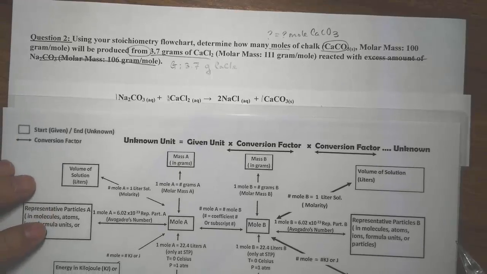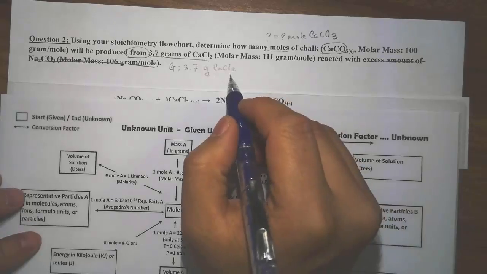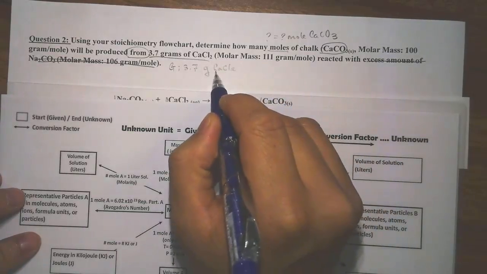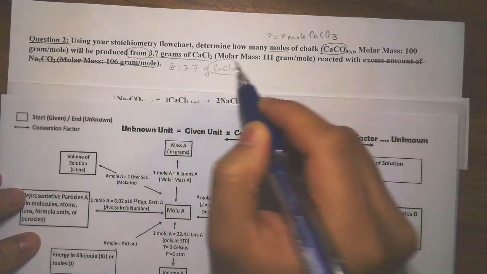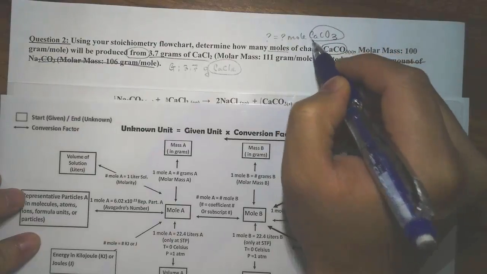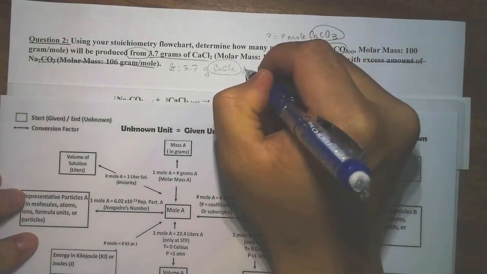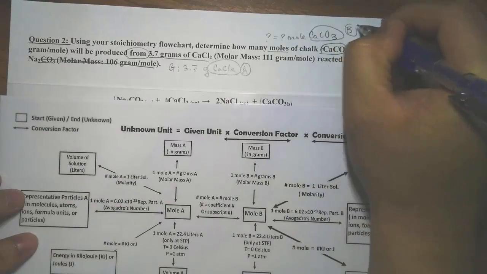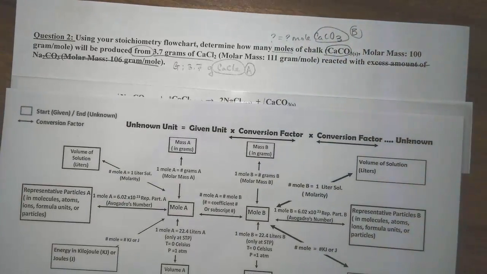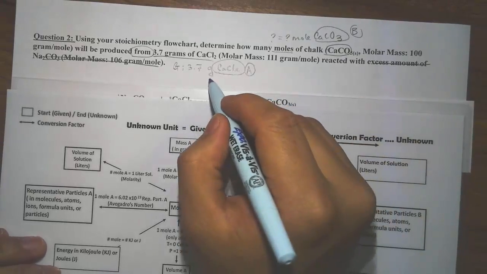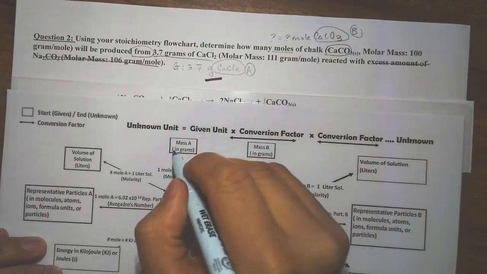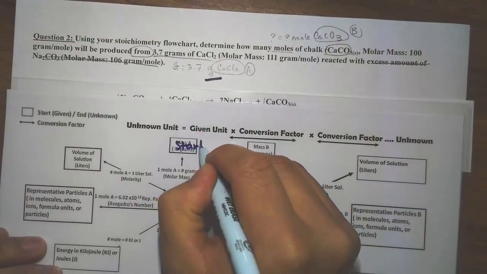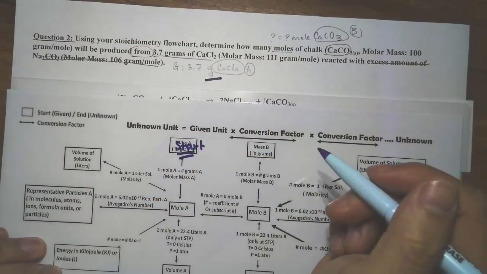Now let's go back to our flowchart. And again, we are dealing with two different chemicals. The given chemical is CaCl2, and we are looking for CaCO3. So let's label this chemical A because we always start with A. And this is our chemical B, okay? But in this case, we are starting from the same place just by coincidence, which is grams of A, which is right here. So we start. And that's where our grams of A is.